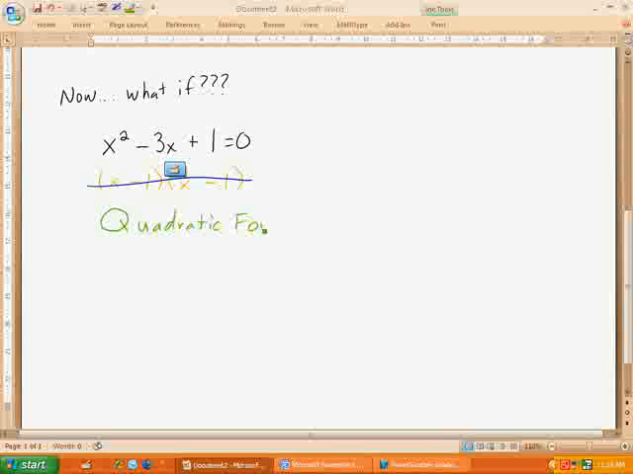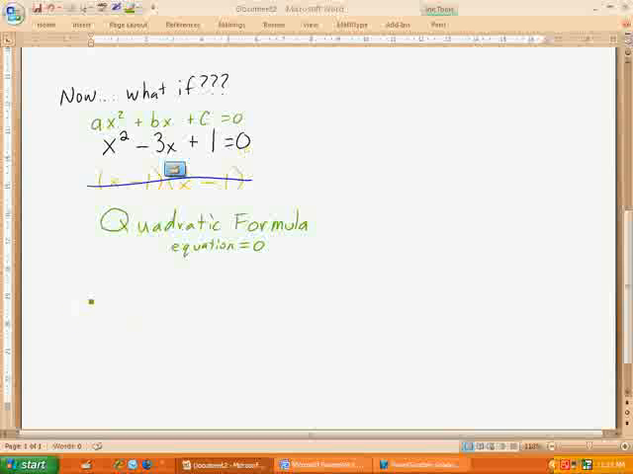Okay, now the quadratic formula comes from using the standard form of the equation. You'll remember we talked about this before, ax squared plus bx plus c. Okay, the quadratic formula only works when the equation is equal to 0. So make sure that it's equal to 0 first. In this case it is.